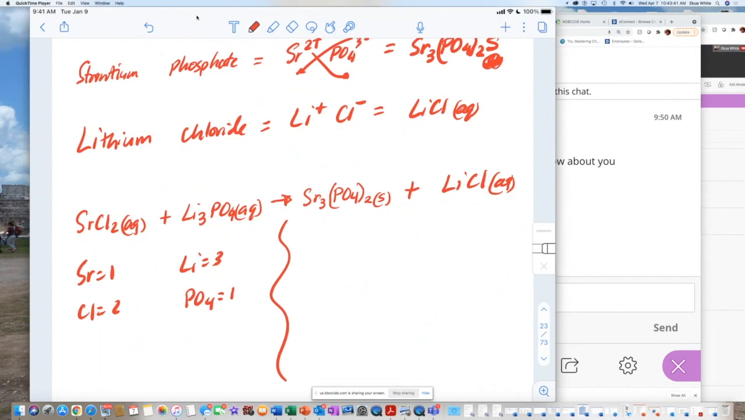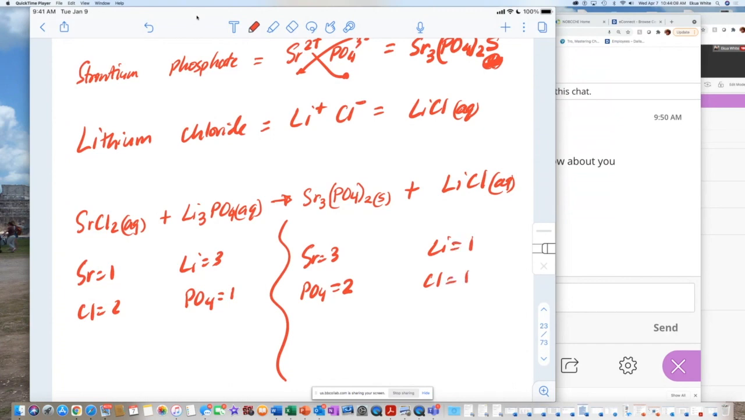So I'm going to look at PO4 because it's a polyatomic ion. I'm going to look at it as a group. And then here we have Sr3(PO4)2. Now, if you want to look at each phosphorus and each oxygen and list it that way, can you do that? Yes, you can. It will take you a little longer, but yes, you can. Oh, sorry, on the product side.